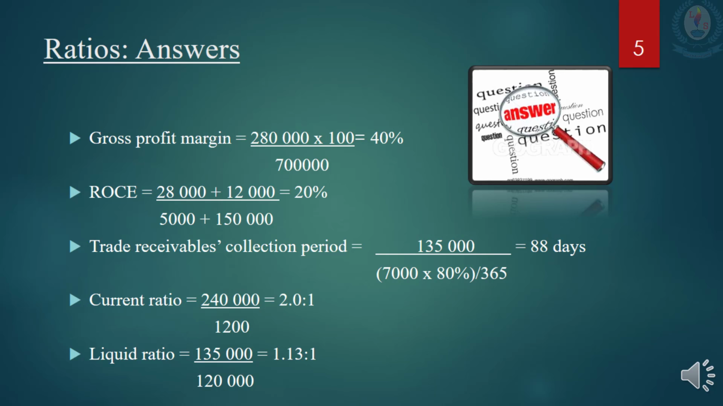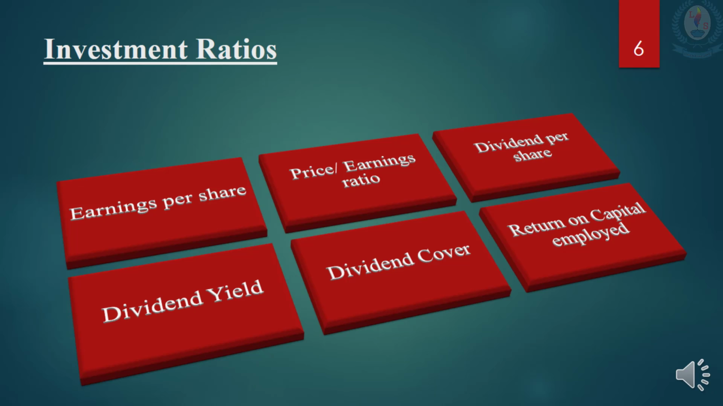Now we will step into the new area of learning. Under investment ratios, you will be learning 6 types of ratios. Earnings per share, price per earnings ratio, dividend per share, dividend yield, dividend cover, and return on capital employed. We will look at each of the ratios one by one.